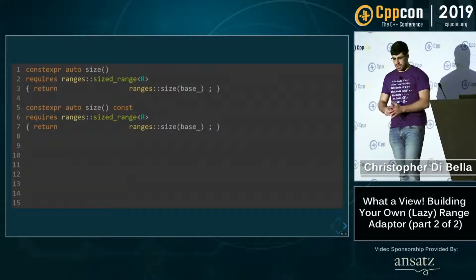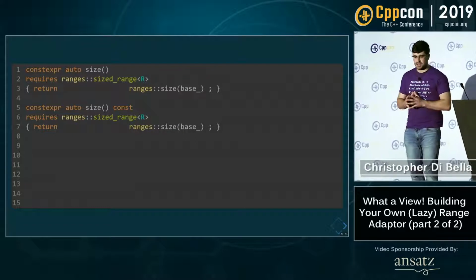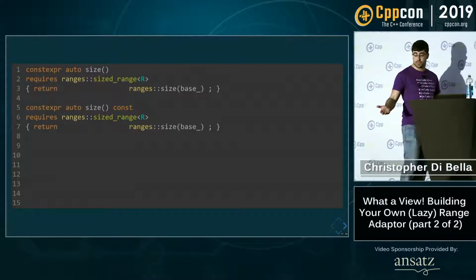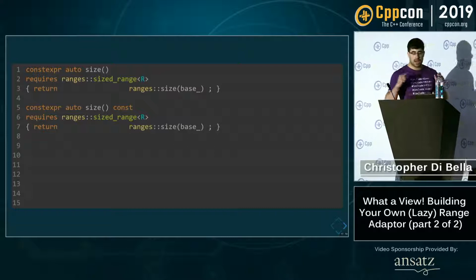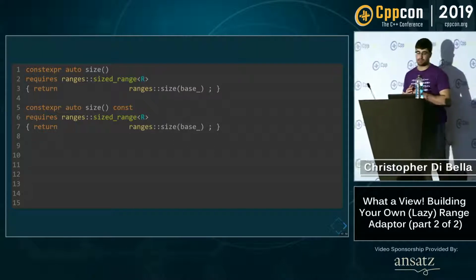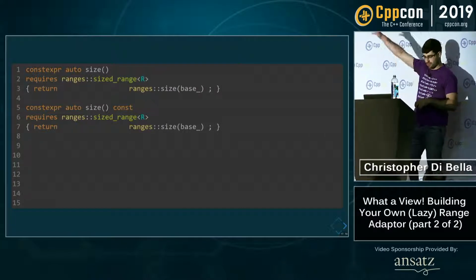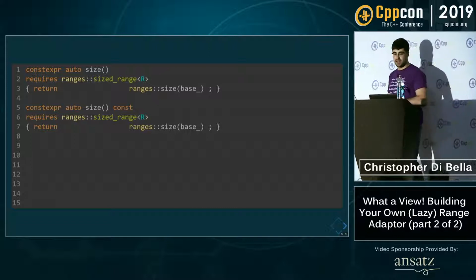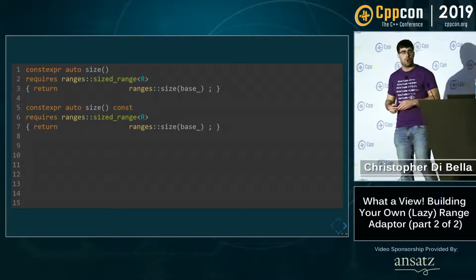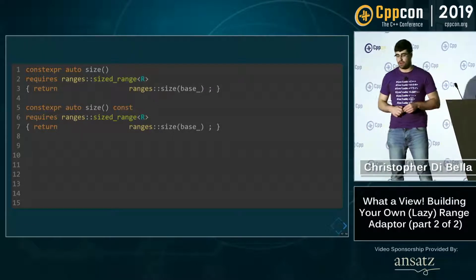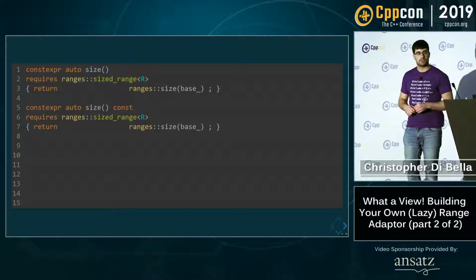Okay, so here we have the size, and we're going to call range size because we have a sized range. What's the problem with this? I mean, besides the fact that I've got obviously lots of white space there that's alluding to something else being added, what might be the problem of just calling range size on a base?